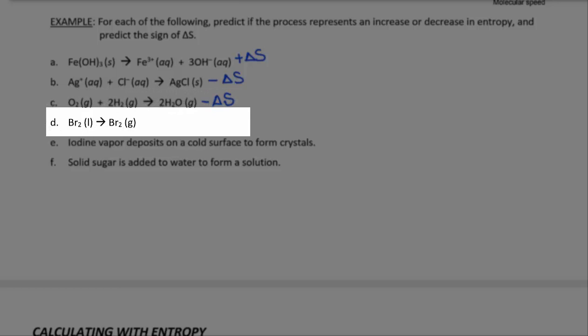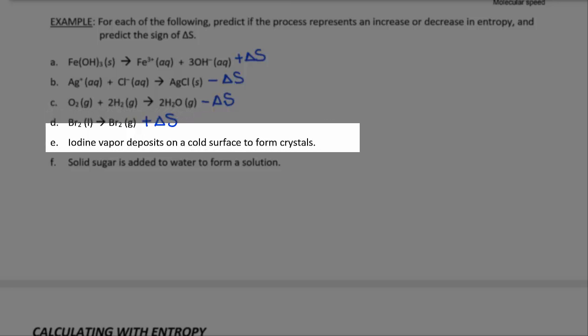Let's look at D. We're going to look at the states first. We're going from a liquid to a gas. So we're going to more degrees of freedom, or more motion or more movement, so we are going to increase the entropy, or the entropy will increase.